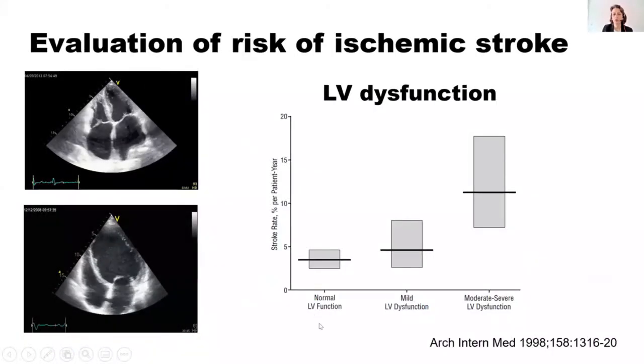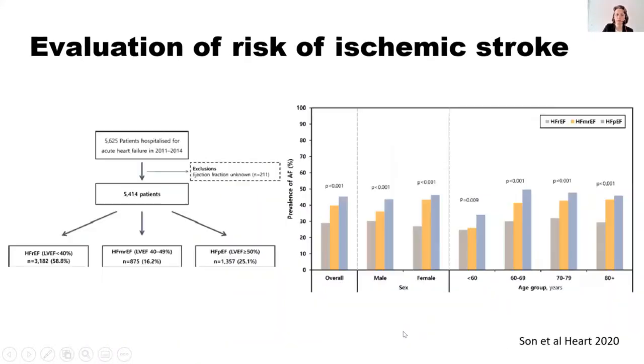So what is important to assess? We know that by assessing left ventricular function, we can already predict the risk of ischemic stroke, and that risk increases significantly when we have a moderate or severe left ventricular dysfunction. But it's important to remember that the risk of a stroke is also increased in patients with HFpEF.